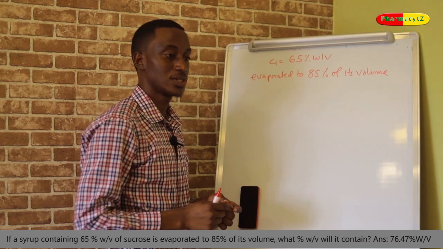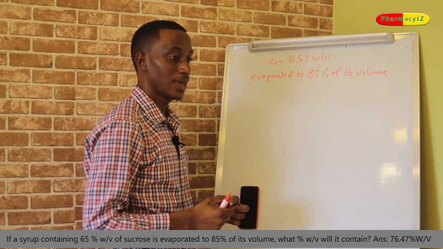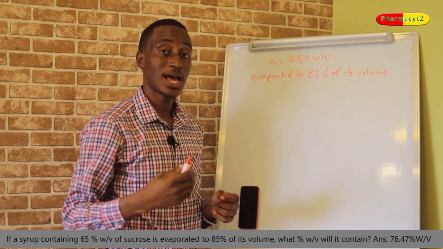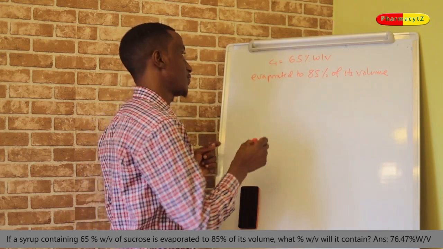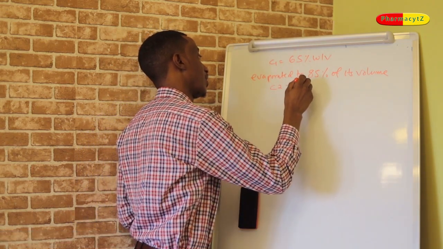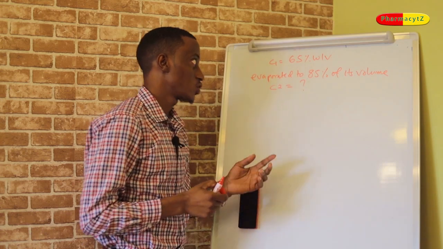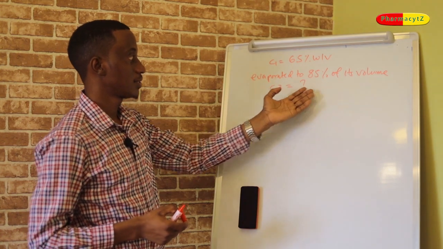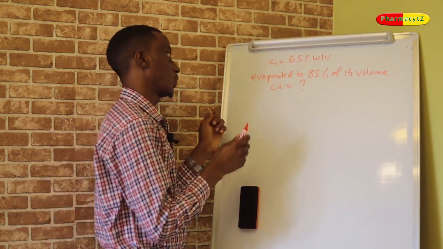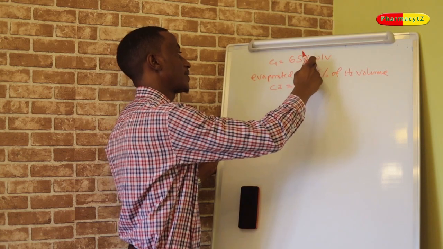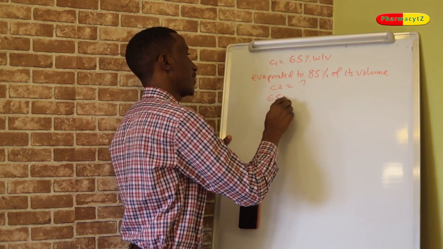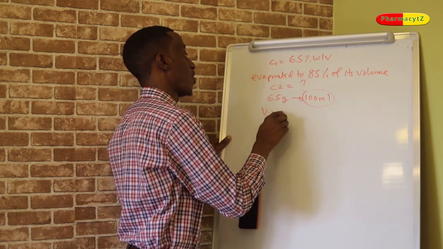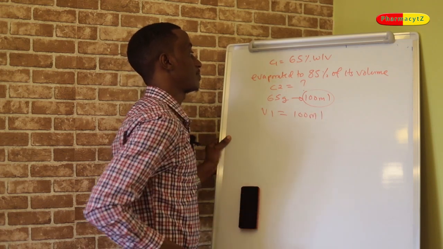So what happened after it was evaporated to 85% of its volume? Then what percentage weight in volume will it contain? Meaning that after evaporation, what is the final percentage strength? So we really don't know what was volume 1 and what is volume 2. From this concept, 65% weight in volume simply means 65 grams are in 100 mils. So that is to say, volume 1 is 100 mils of this syrup.